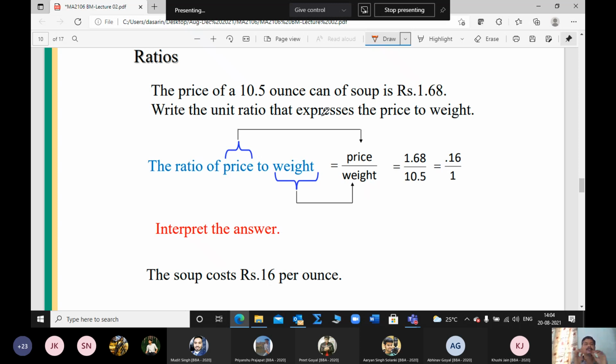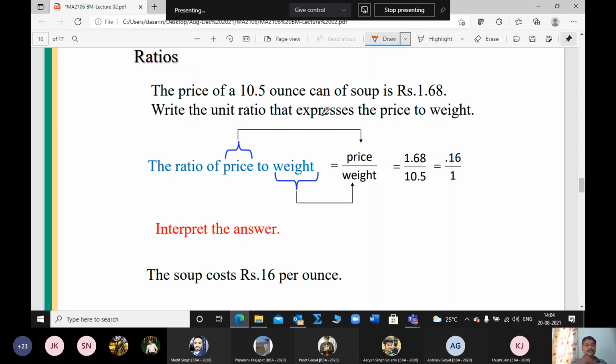So there are two numbers I can see in this question. One is 10.5, another one is rupees 1.68. So in these two numbers, 10.5 and 1.68, which one is the price, which one is the weight? Can I get an answer to this? Which one represents the price, which one represents the weight? So 1.68 is the price and 10.5 is the weight. Yeah, correct. That is a correct answer.